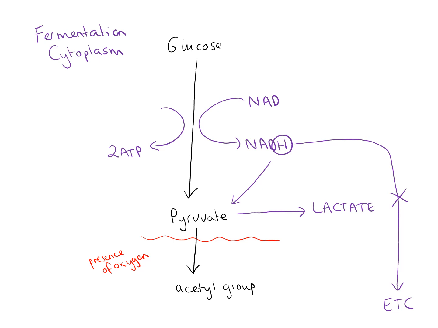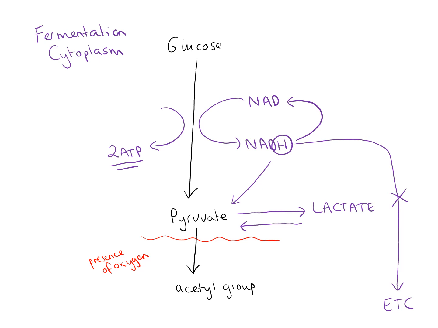So this might be happening when we're doing really intense exercise or something like that. We're not getting enough oxygen into our cells. But what this allows us to do is regenerate NAD. We can keep accepting more hydrogens and electrons. We can keep breaking down glucose into pyruvate to release this little bit of ATP. And when oxygen becomes available, we can convert that lactate back into pyruvate and continue with aerobic respiration.